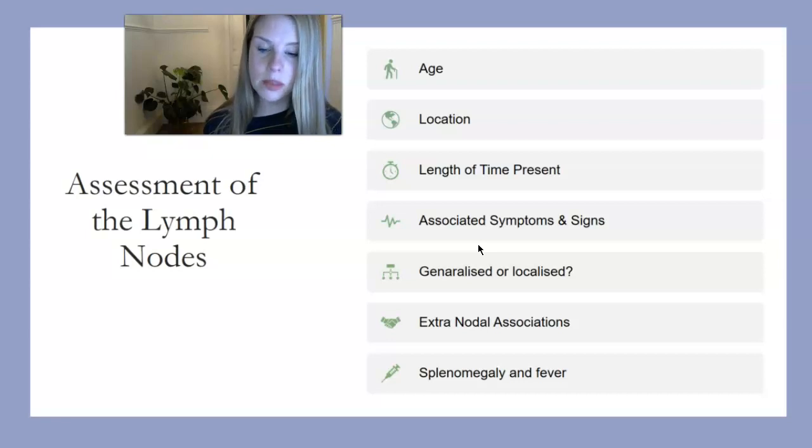That would make you think it's less likely to be malignant, although that's not a hard and fast rule, and your clinician would still have to consider the possibility if they had any doubt. You also want to think about the site, so where is it in the body?